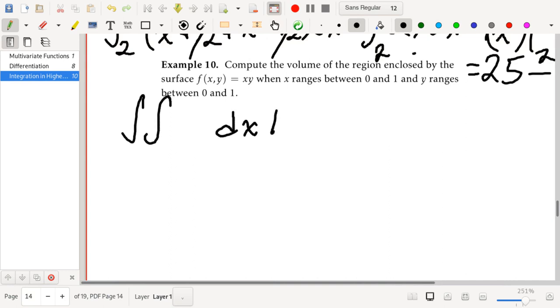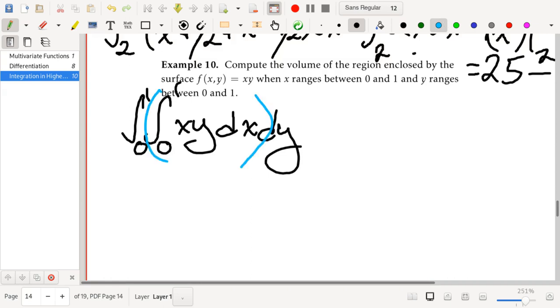Let's do x first. So we've got xy, where x ranges from 0 to 1, and y ranges from 0 to 1. We compute the integral with respect to x first. The thing, though, is that y is a constant, so since y is a constant, I can factor it out.